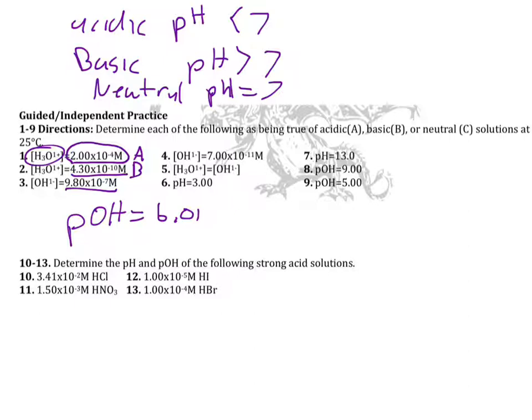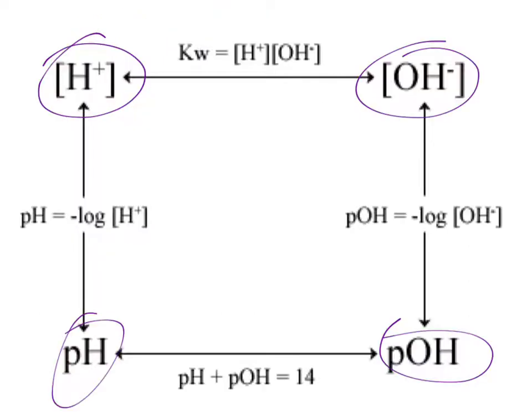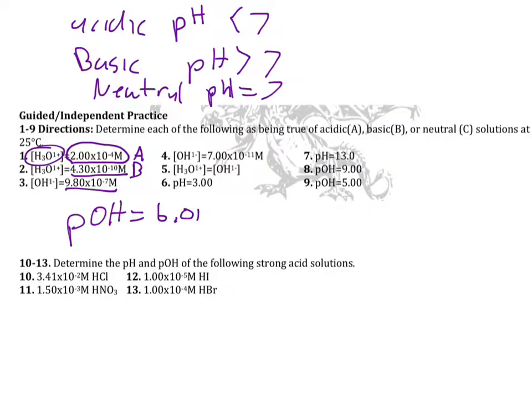So is that acidic or basic? Well, remember, if we look over here, this is in your notes by the way, that pH plus pOH is 14. So if we know the pOH, we can subtract it from 14 to get the pH. And so that means that the pH must be about 7.99, because these two added together will be 14. And so that means that it is a basic solution.